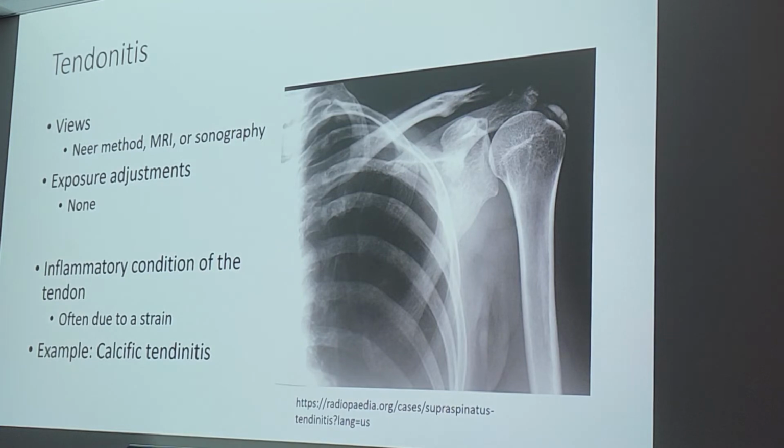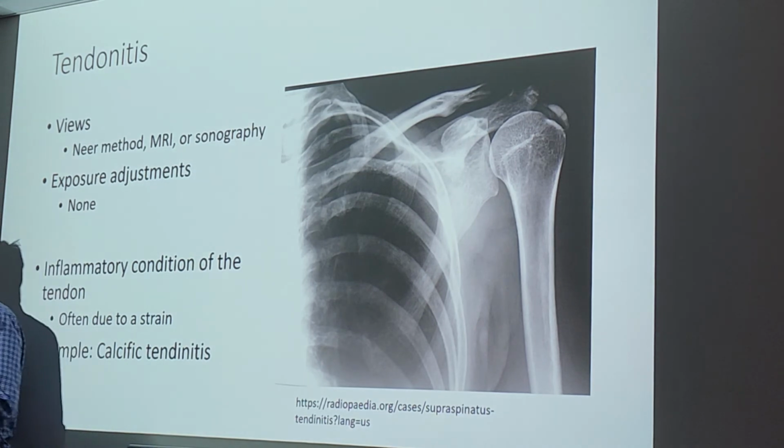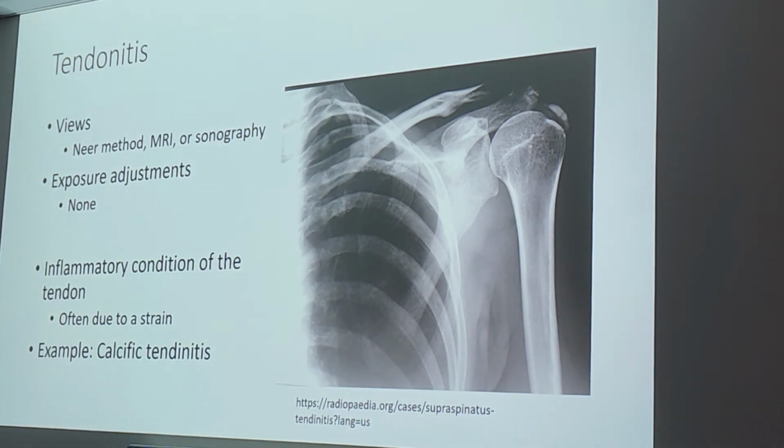So, tendinitis. Okay, not too bad. Tendon, itis, inflammation of the tendon. So this is for the shoulder. We've got the near method, MRI or sonography. This is just an inflamed tendon, oftentimes due to strain. Specific examples, you could also have calcific tendinitis, inflammation of the tendon, which then calcifies. Normally it's hard to see just a regular inflamed tendon. But if that tendon starts to become hard, now it becomes more radiopaque. Now it begins to show up.